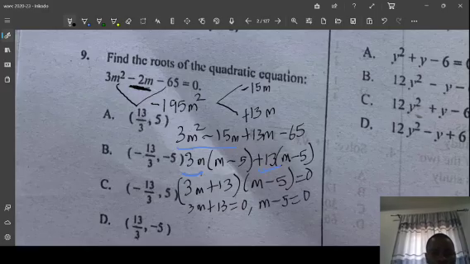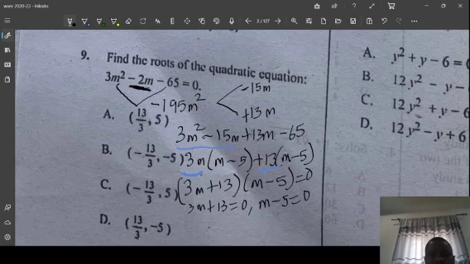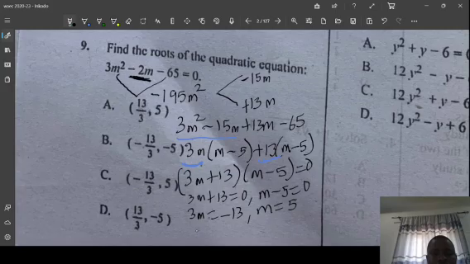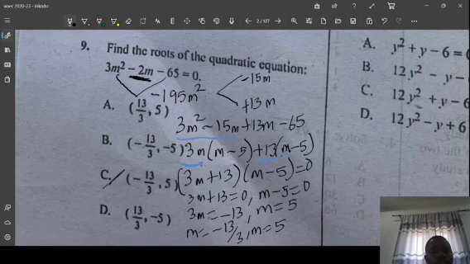So what that means is I can now make m the subject of the formula both ways. So here I have that 3m is equal to minus 13, or m is equal to 5. So one answer is solved. And then for the second answer, m will be equal to minus 13 over 3. m equals 5, or m equals minus 13 over 3. So which is option C?